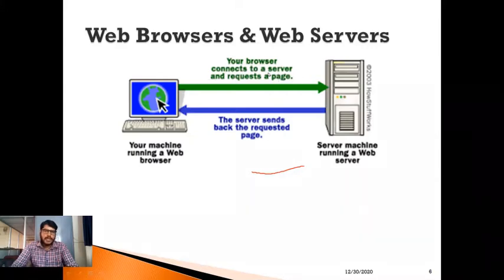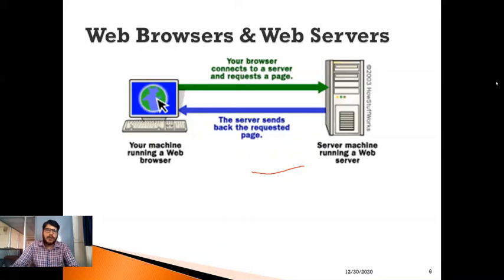So your browser connects to the server and requests a page. Assume that I want to visit the KUD website. What will I do? I will open a browser, and in the browser I will type the KUD web address, that is, www.kud.ac.in. At that time, what happens? Your browser connects to a server and requests a page.